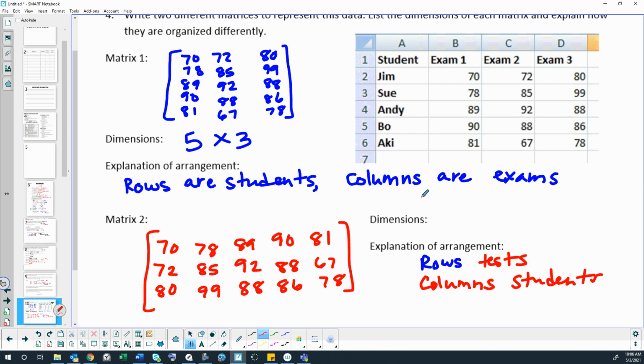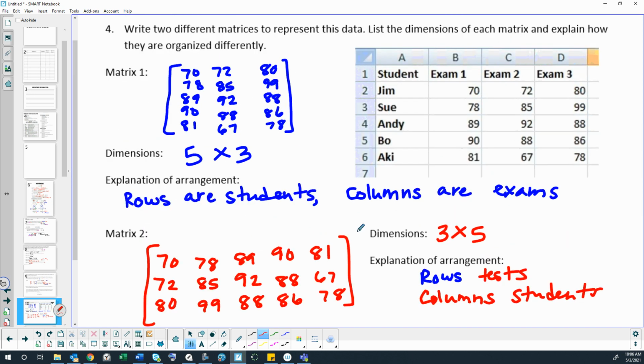So instead of this being a 5 by 3, what is it now? This is now a 3 by 5. Okay, like I said, this is just one possible way of writing this data differently.